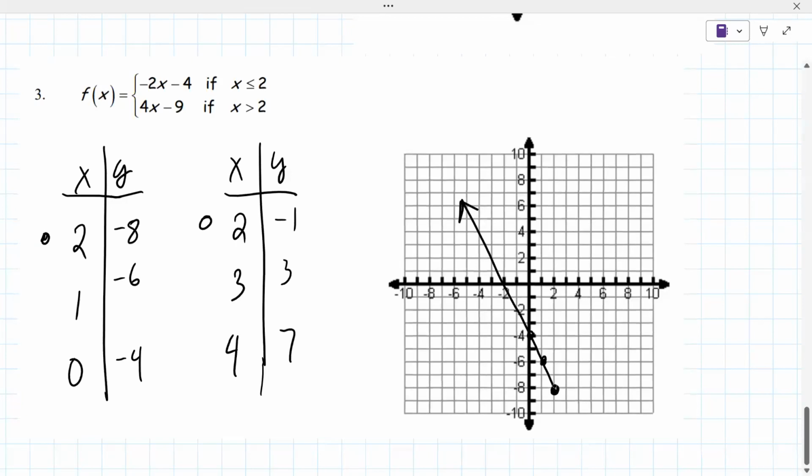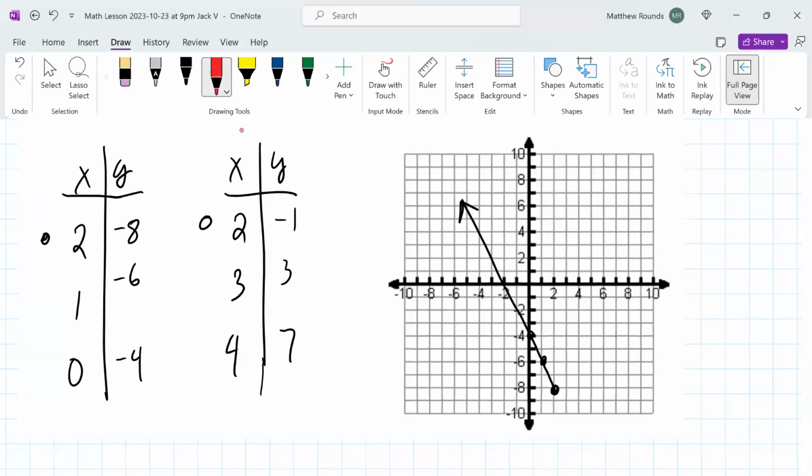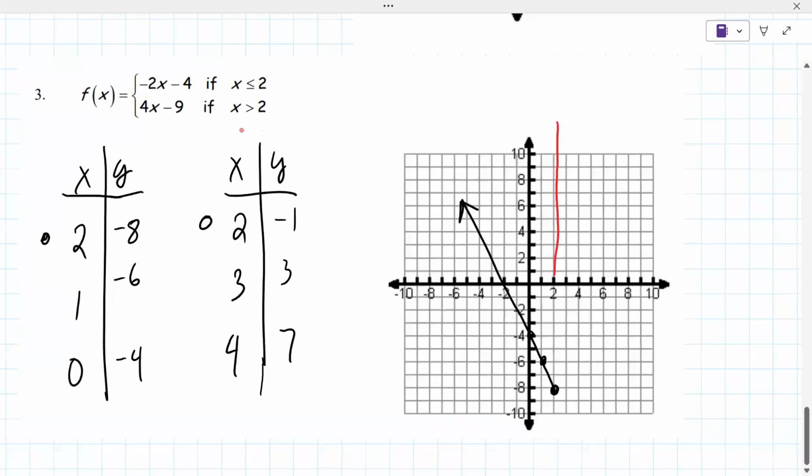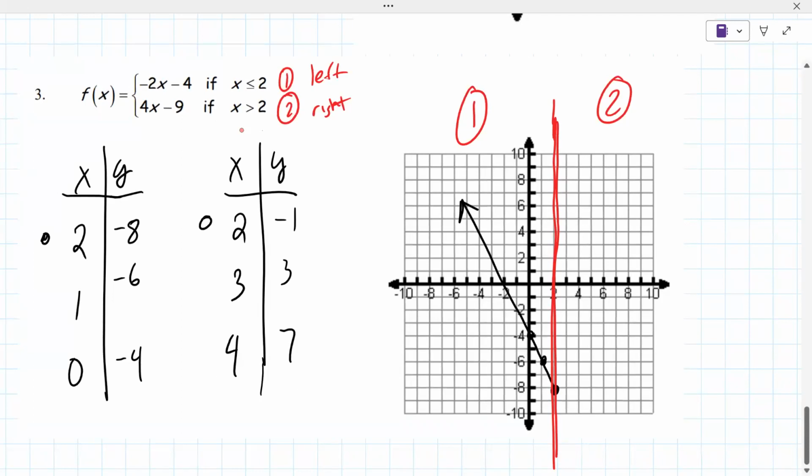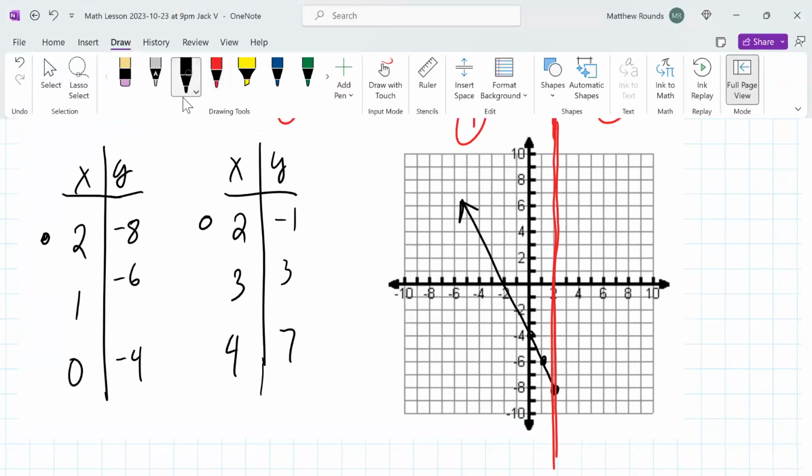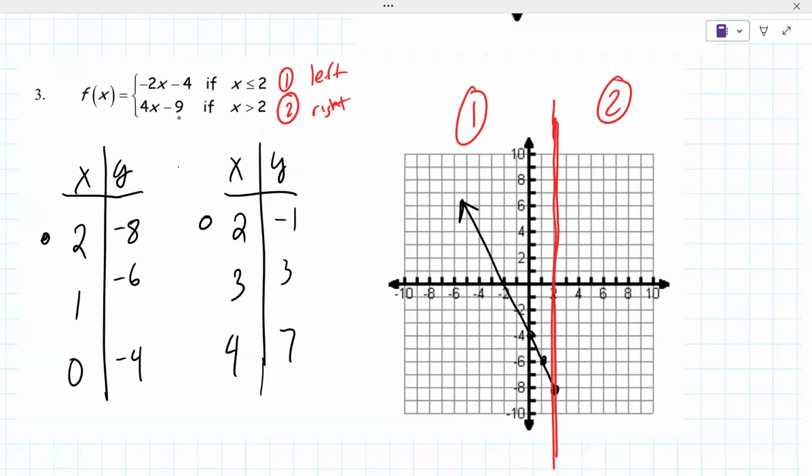Do you have something like that for the first piece? I had it the other way. Oh crap. Okay. That's why you're doing this active participation here, because that way you learn some things. That two is this break point. Piece one, piece two. Less than or equal to means left, greater than means to the right. So the other one here, 2, -1, 3, 3, 4, 7. It's going to the right forever.